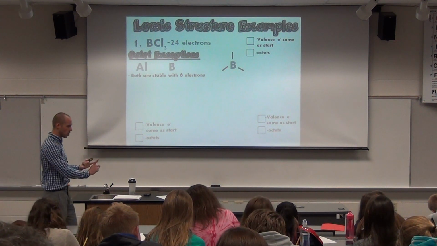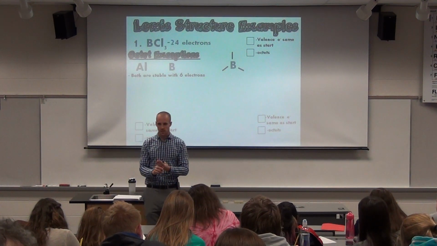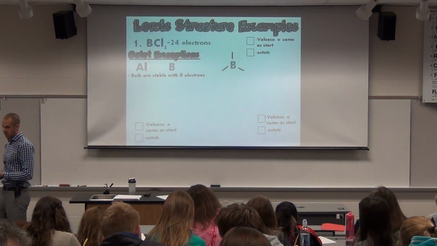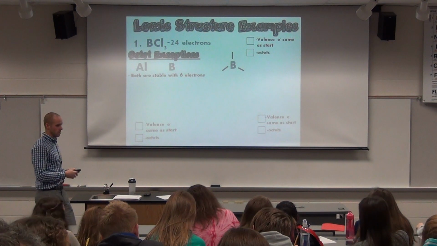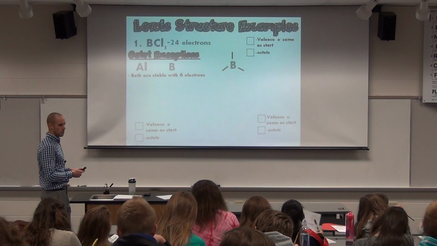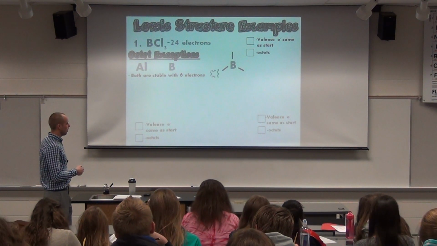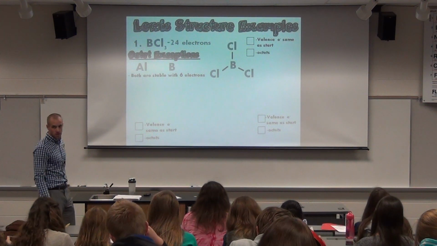So now you have hydrogen needs 2. Boron and aluminum need 6. Everything else is going to be 8. It's just 2 exceptions to the rule. You've got it. So both are stable with 6. So I put B in the middle here. I'm going to put chlorine, chlorine, chlorine on the outsides.